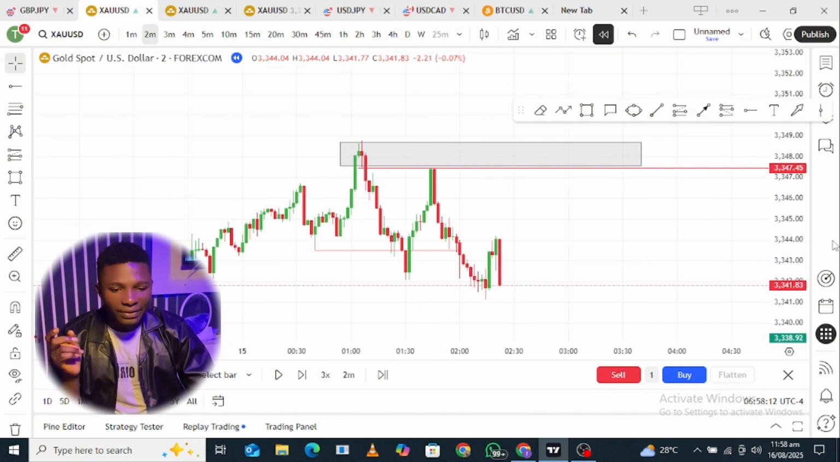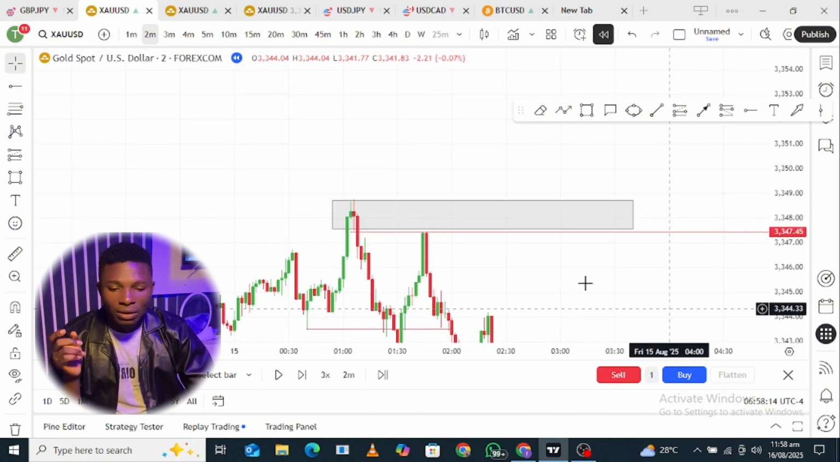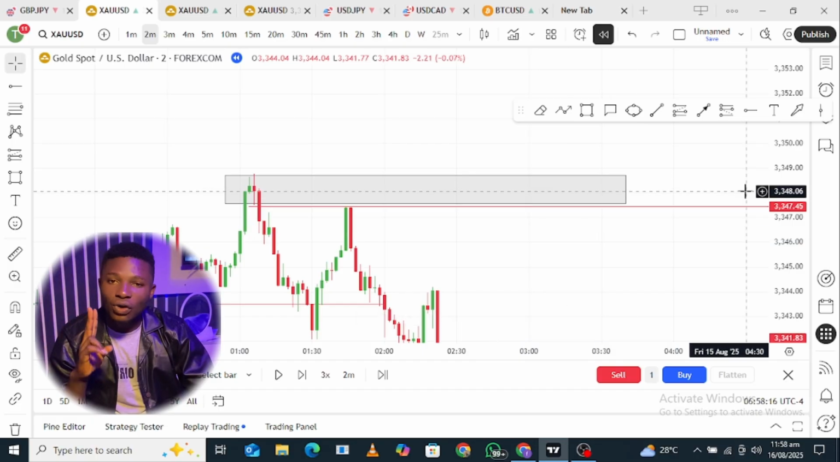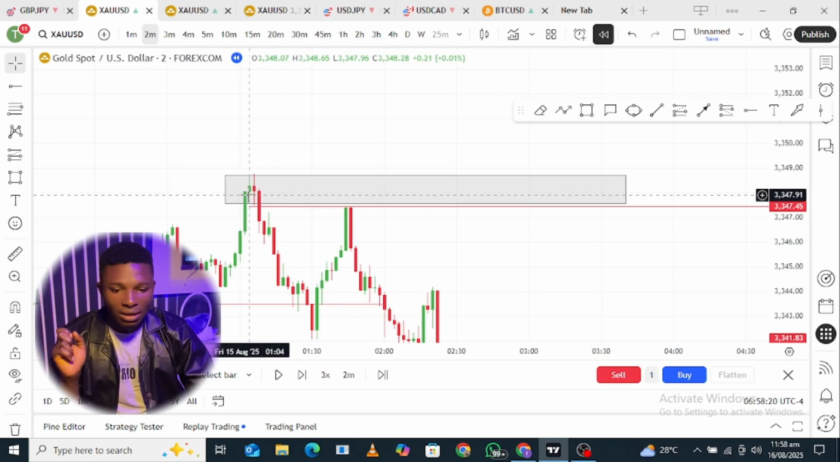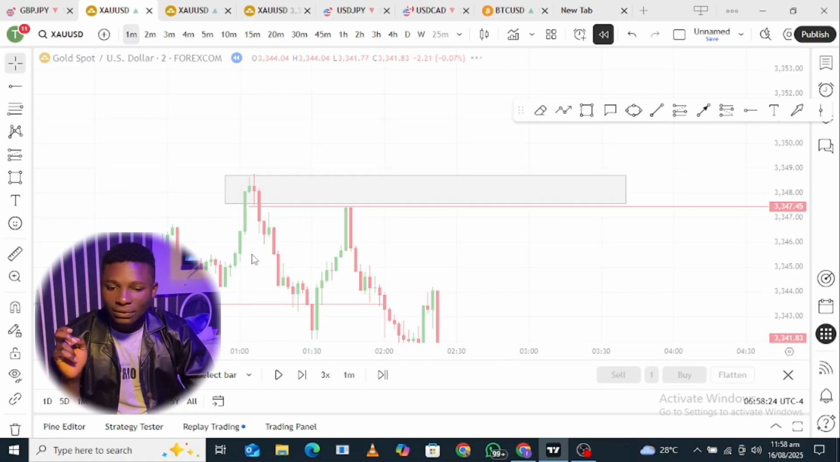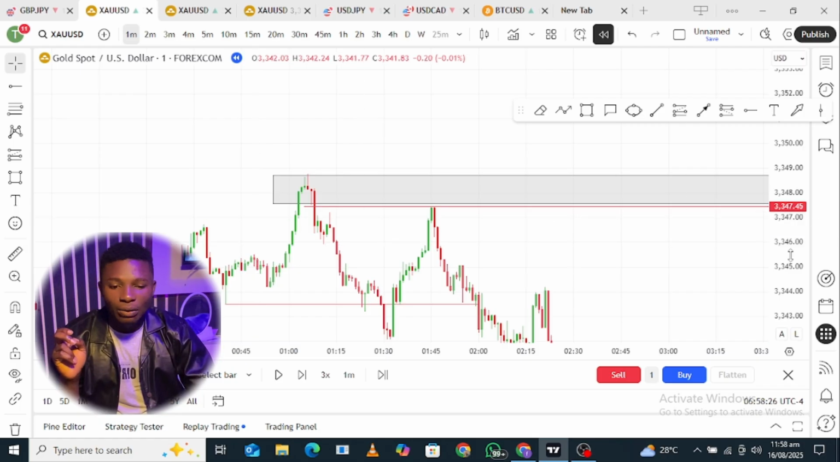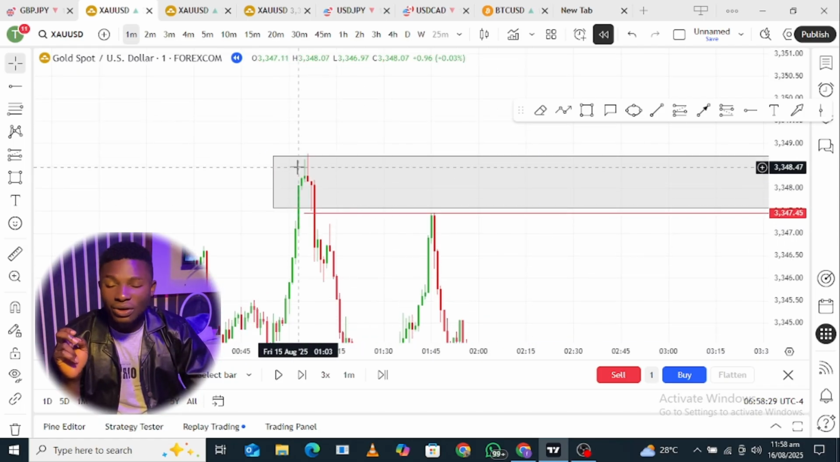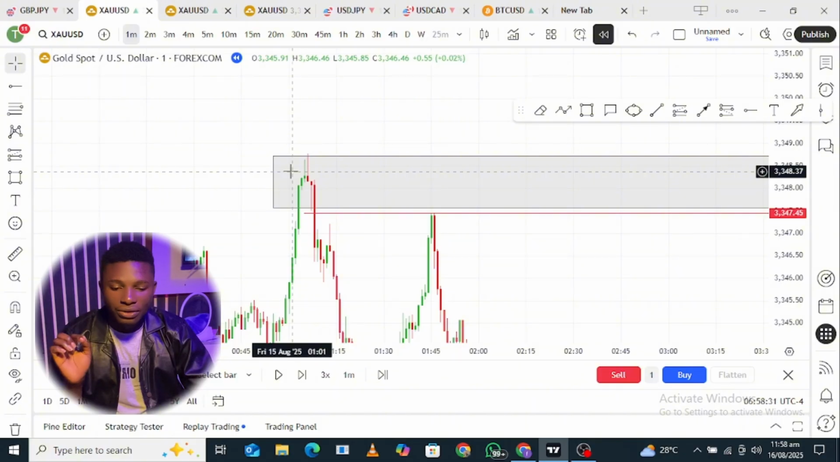So on the 2 minutes time frame right now, we have this particular order block. We only analyze the market when we have 2 order blocks inside our order block. So that's the 2 minutes time frame right now. And then let's check the 1 minute time frame. Okay, so on the 1 minute time frame right now, we have only 1 order block. So you're not going to reduce the order block.